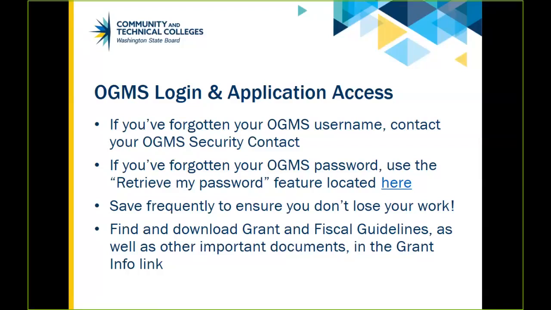One more thing I wanted to highlight is you can find and download grant and fiscal guidelines as well as other important documents in the grant info link. You'll see a link off to the right side of your screen in your application. This is the grant info section of the application. Just visit that link, read through the documents to get the scoop on what's allowed and who to contact, timeline, deadlines, etc.